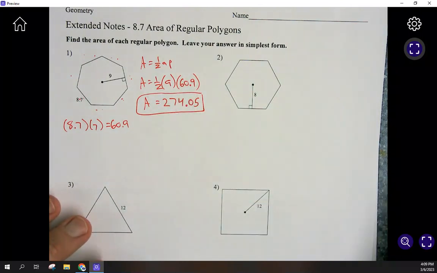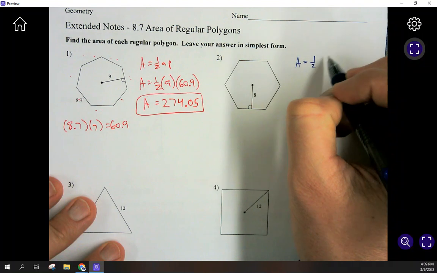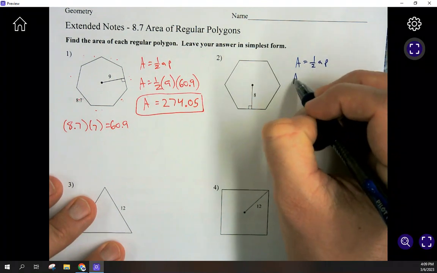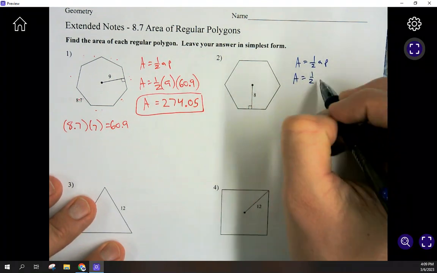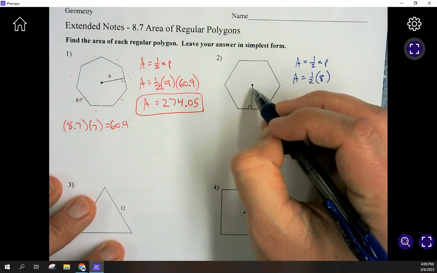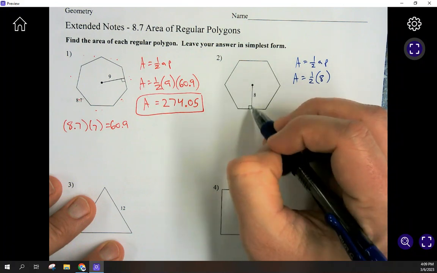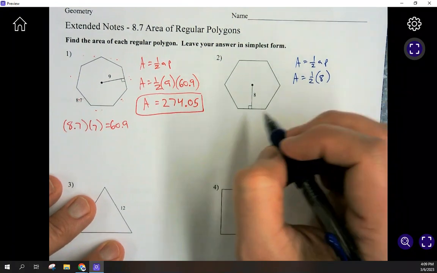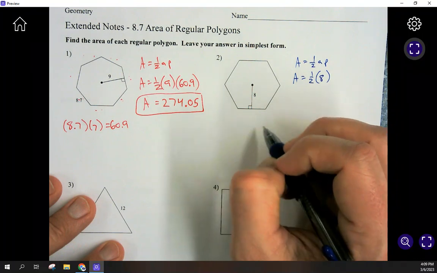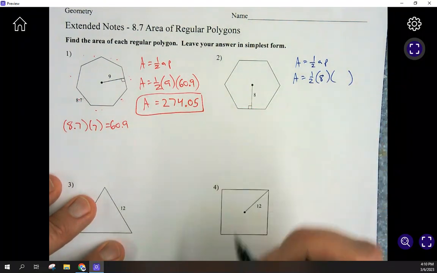Okay, number 2, they've given us the apothem, so area equals 1/2, little a, little p. Little a is 8. Notice it's not the radius, it's not going to a corner, it's going to a side. If it hits at 90 degrees, we know that that's the apothem and it's going to bisect this side because it's the midpoint. But now we don't have the perimeter because we don't know the side lengths.